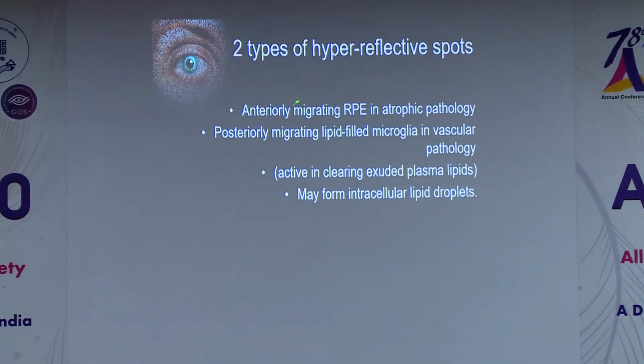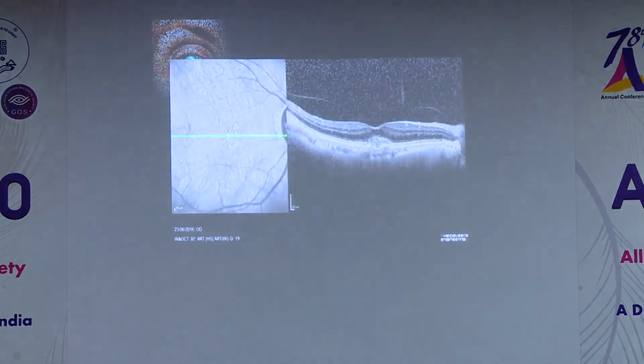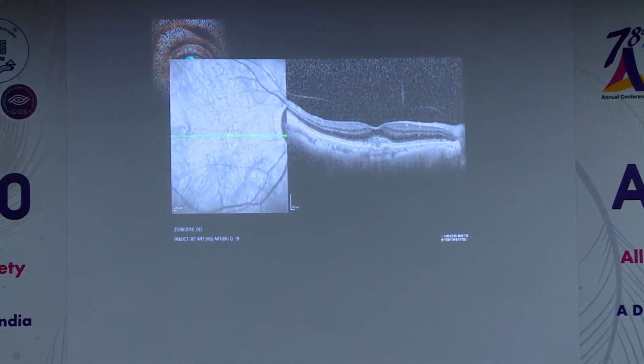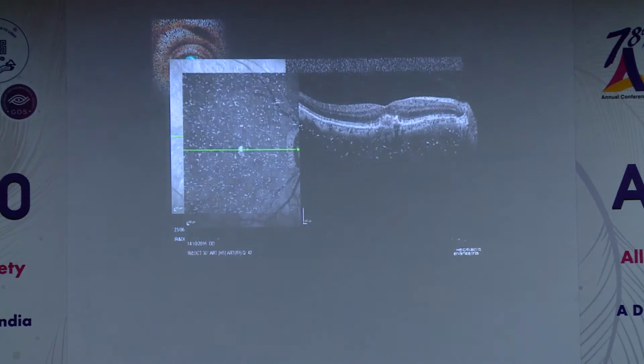So the types of hyperreflective dots, there's an anterior type and a posterior. The anterior type is found in AMD. It's an atrophic event. It looks like a vitelliform degeneration, but this is actually drusenoid material which is being pumped in above the RPE. And this is also a sign of impending atrophy.